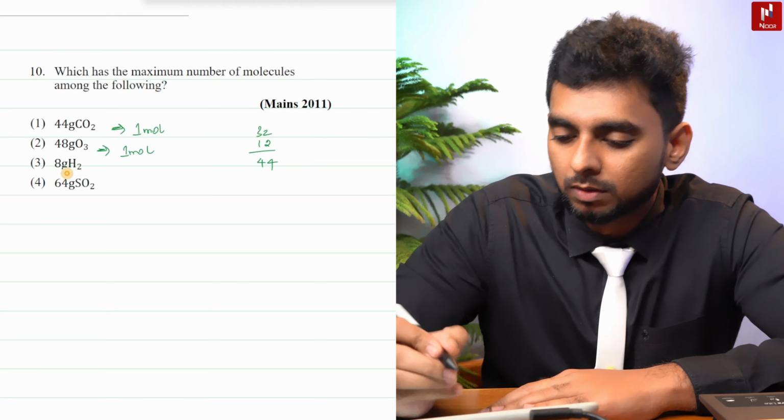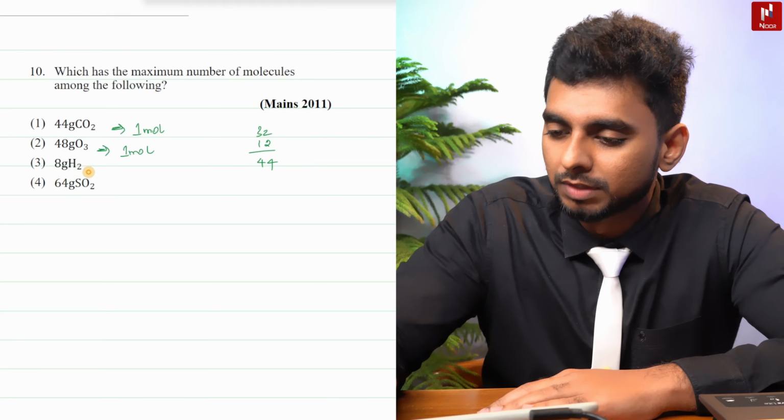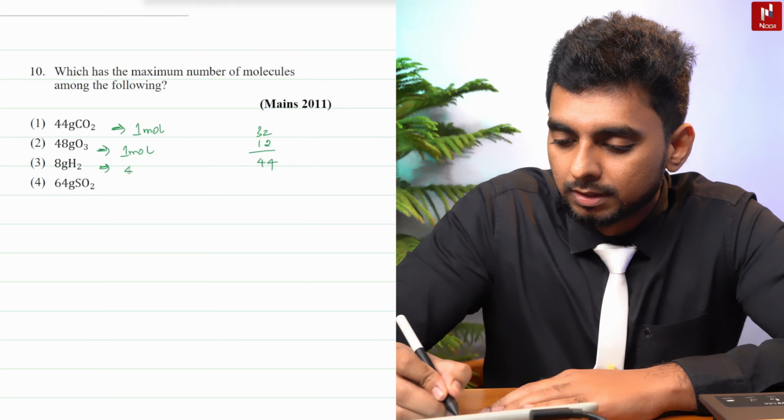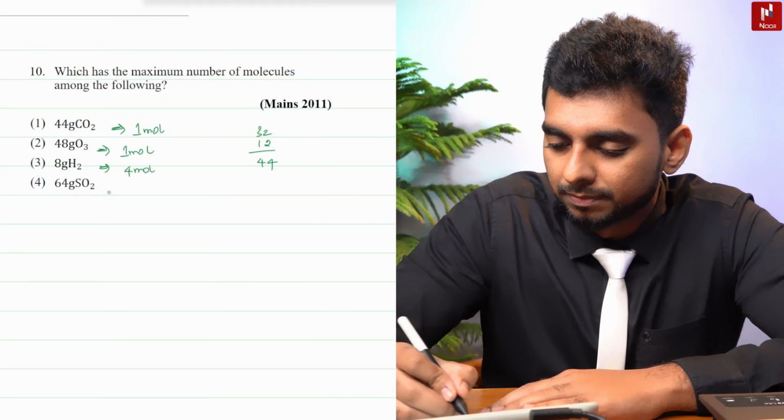Let me check with the third one. 8 gram of H2, that's obvious. 8 gram of H2 will have 4 moles in it. Fine. So that one has to be the answer.